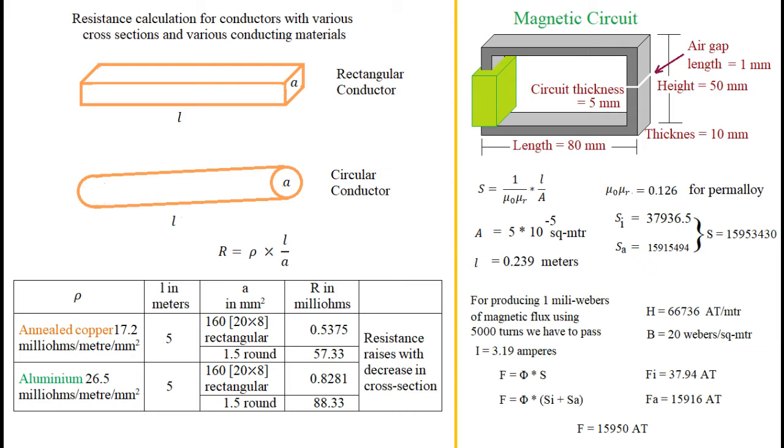Let us consider a round copper wire with 1.5 mm square of cross section and 5 meters of length. This conductor will have 57.33 milliohms of resistance. The aluminum conductor of the same dimensions will have 88.33 milliohms of resistance. The results of all these calculations are shown in the table on the slide.